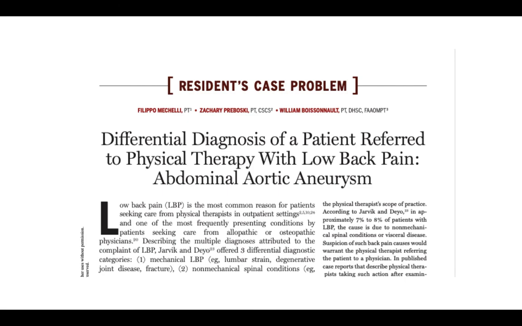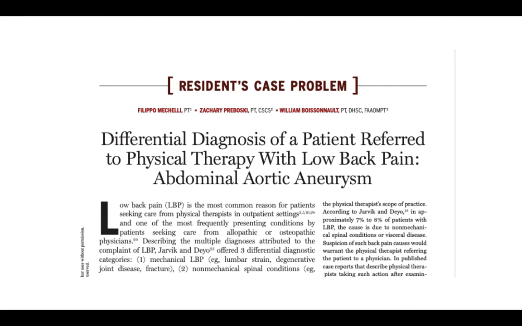So why is this relevant for a physical therapist? Well, as we learned, abdominal aortic aneurysms can refer pain to the low back. It can be a differential diagnosis for something else. So in this resident's case problem, a physician actually wrote a prescription to a physical therapist that said low back pain, evaluate and treat. And after further evaluation, luckily, the physical therapist has had great training. He actually realized that the patient had an abdominal aortic aneurysm, and obviously the treatment is completely different.